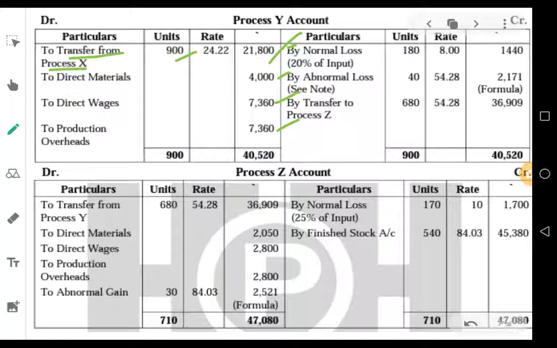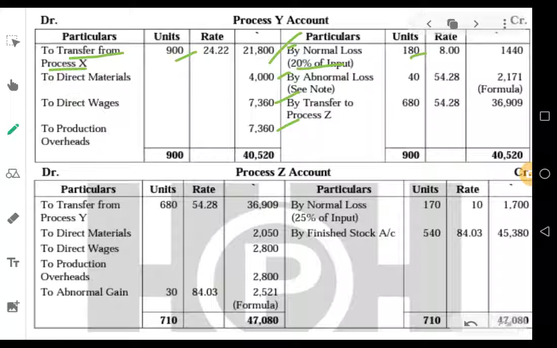Process Y account will have a normal loss of 20% of input. Process Y account is having an input of 900 units. So you should calculate 20% of input, that means 900 into 20 by 100. That should be 180 units. This normal loss has become scrap. This is wasted. This is not useful for further manufacturing process. Hence, this can be sold in the market for whatever price is available.